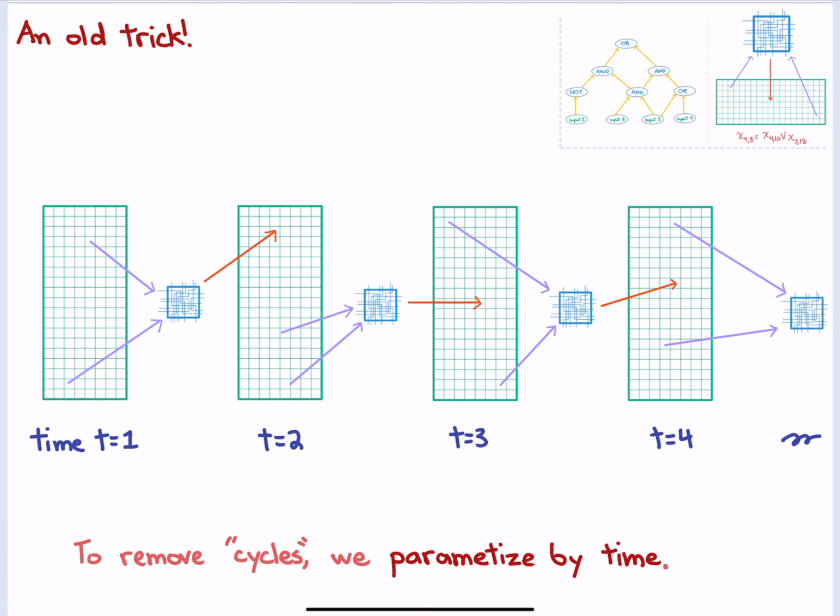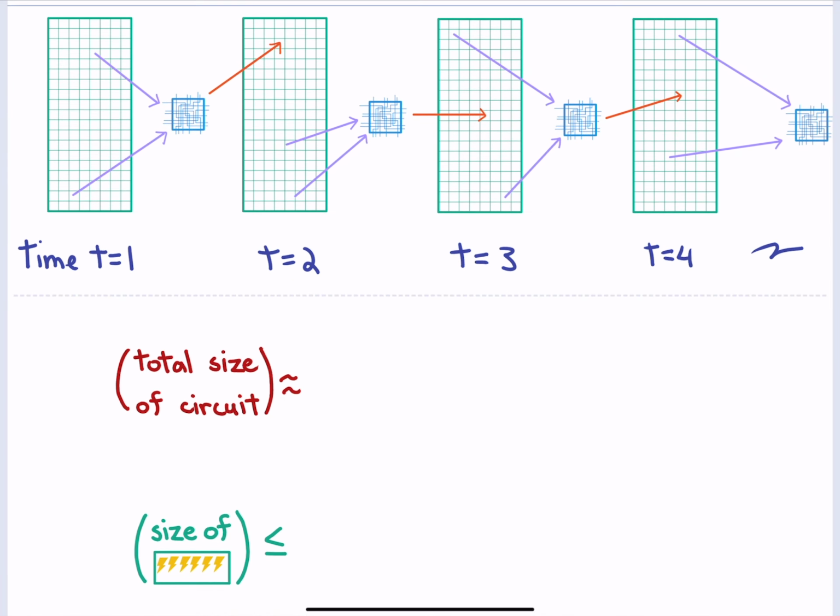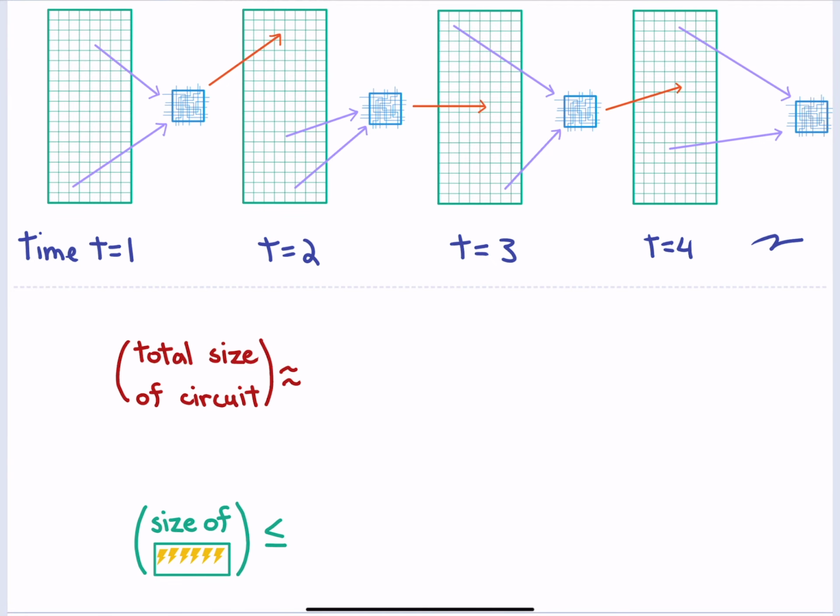Theoretically, a sound argument. Okay, so to remove these cycles of memory, we parameterize by time. We roughly make copies for every time step. All right, so that takes a program on our simple model of computing and turns it into a circuit, because we're never rewriting to the same location of memory; every time step I just make a new copy of RAM.